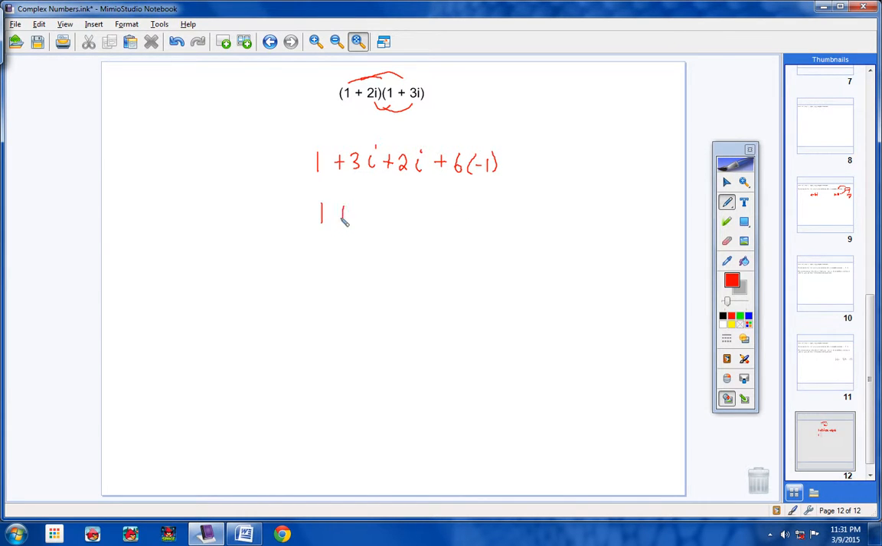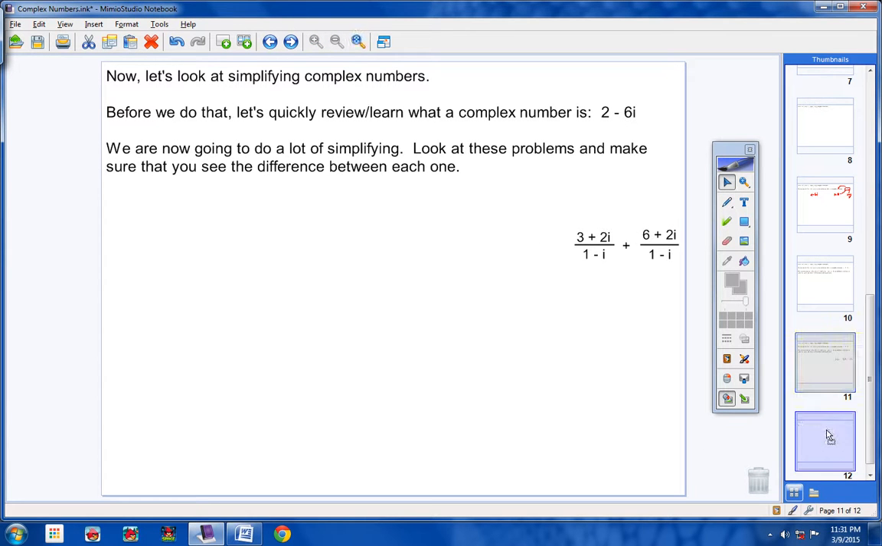Now I have 1 plus 5i, 3i plus 2i. And then positive 6 times negative 1, negative 6. Now combine these two numbers here, and you get negative 5 plus 5i. Notice how I write all of my complex numbers in standard form. A plus bi. Okay? Very important. Okay, we've done pretty much the three easiest problems so far, so now we're going to move on to some tougher problems. Alright, so let's really take some good notes here.